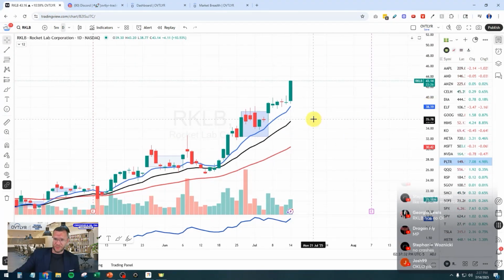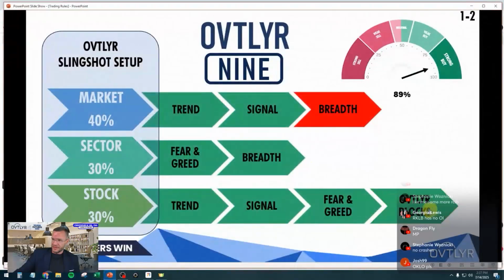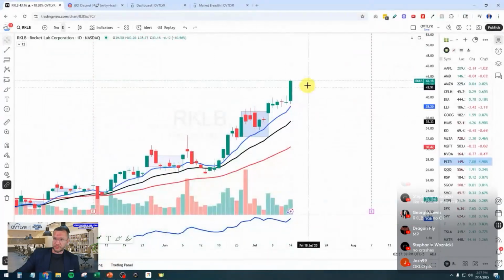Rocket Lab looks like a rocket ship. Dadgum, look at that. Yeah, Rocket Lab looks amazing, right? 8 out of 9, but very strong momentum right here. Exceptionally strong momentum on Rocket Lab.